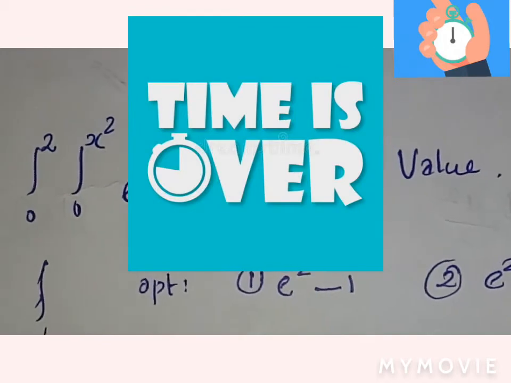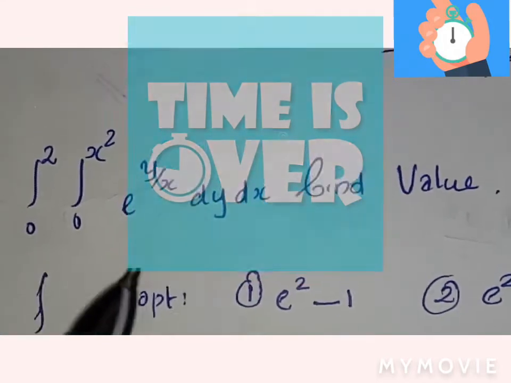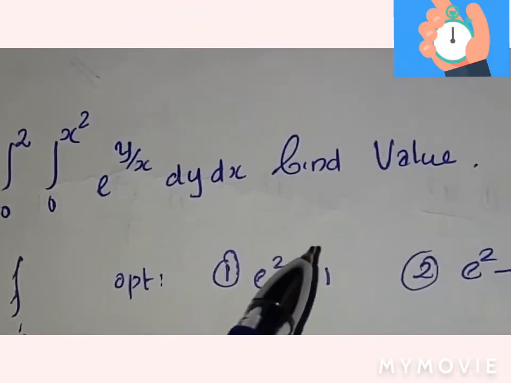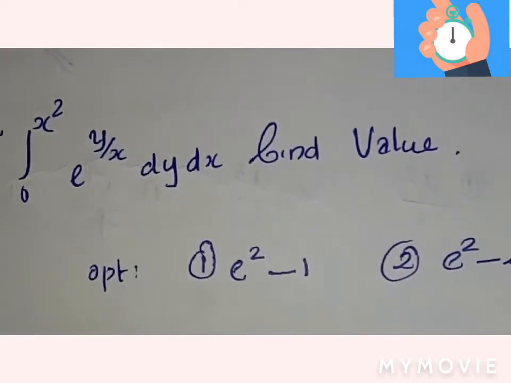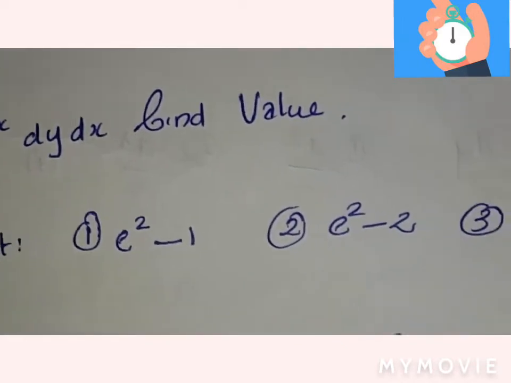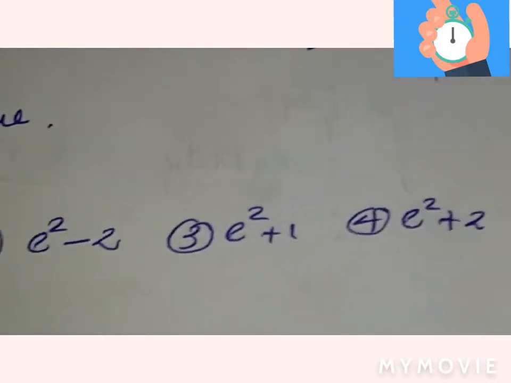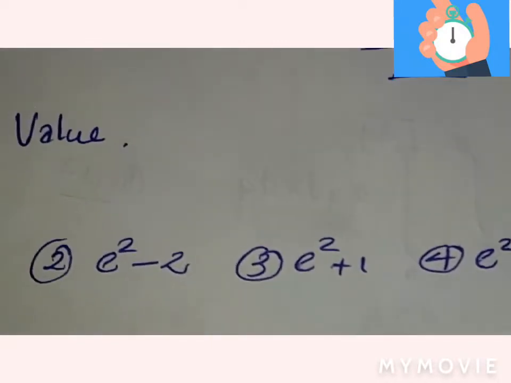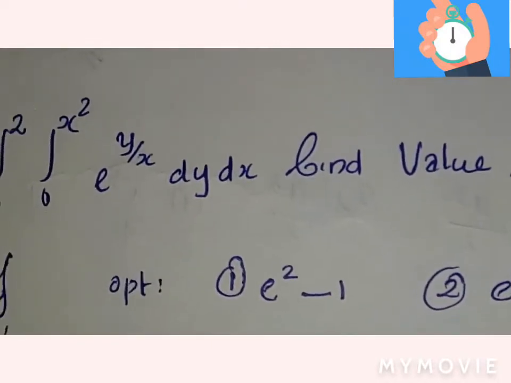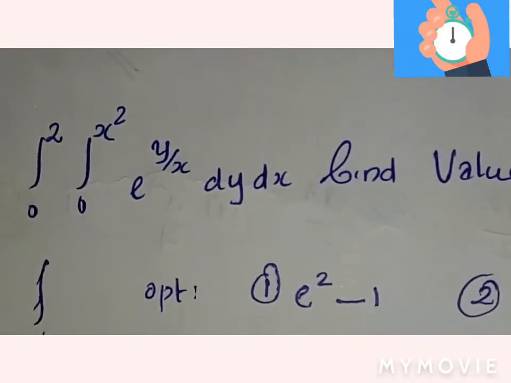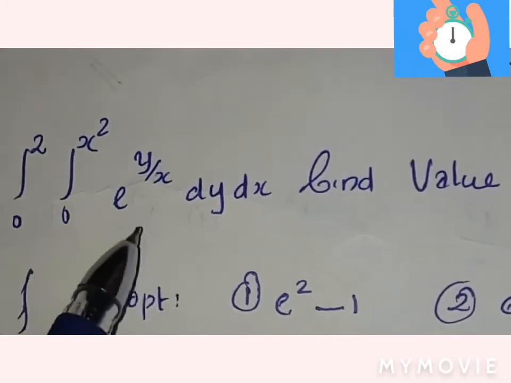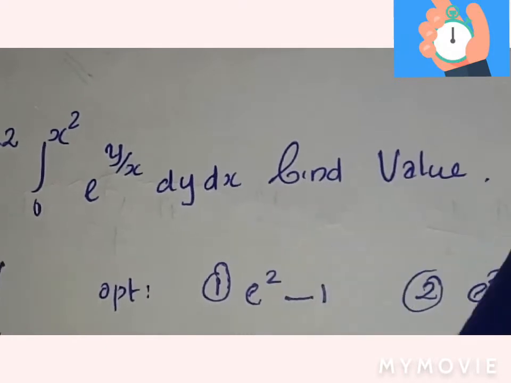Integral 0 to 2, integral 0 to x square, e raised to y by x dy dx. Find the value. Options: e square minus 1, e square minus 2, e square plus 1, e square plus 2. The question is integral 0 to 2, integral 0 to x square, e raised to y by x dy dx. Find the value.